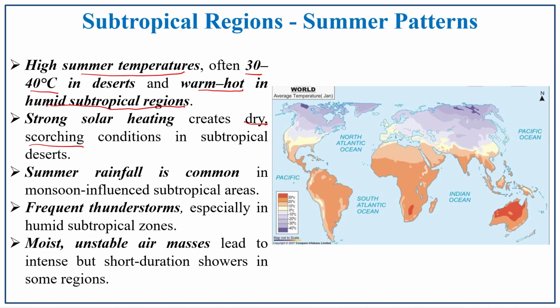Summer rainfall is common in this latitude, and we have already discussed that it is monsoon influenced in the subtropical areas. Frequent thunderstorms, especially in the humid subtropical zones, are prevalent, and moist unstable air masses lead to intense but short duration showers in some regions of this particular latitude.